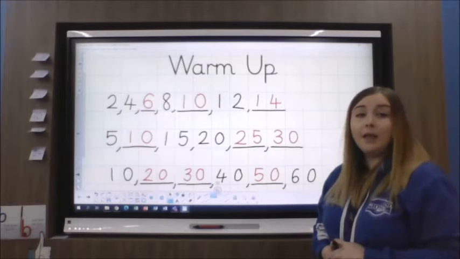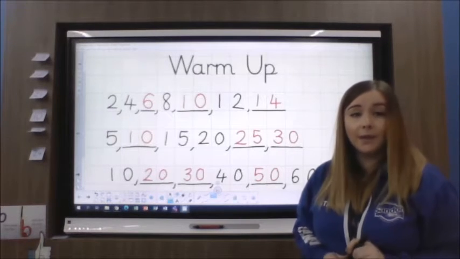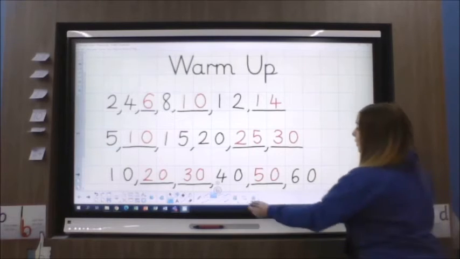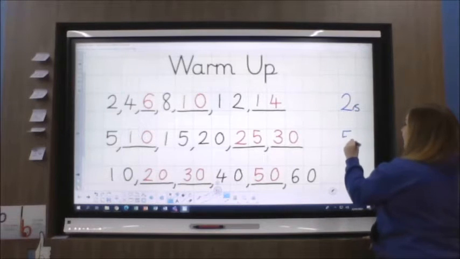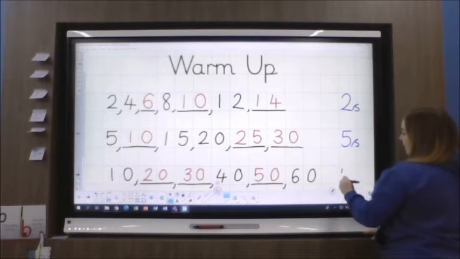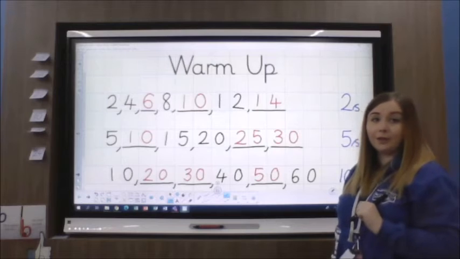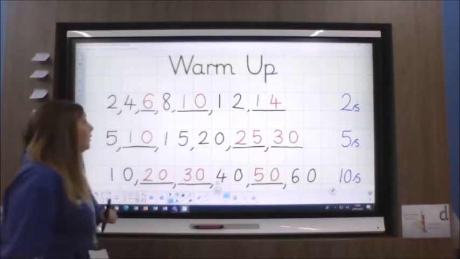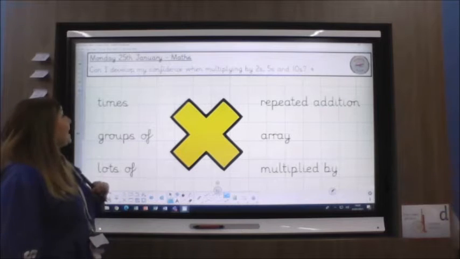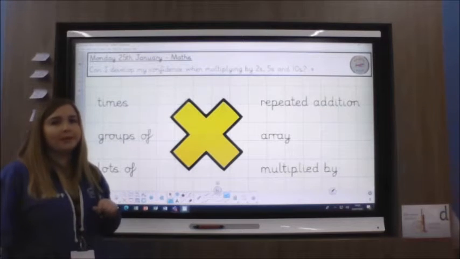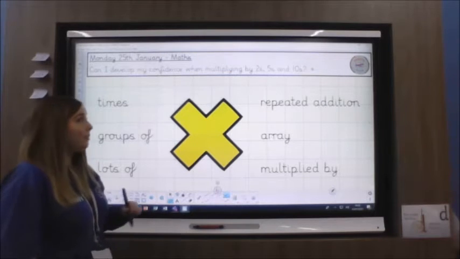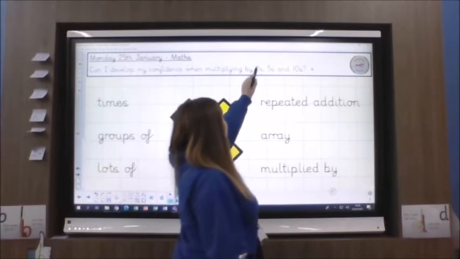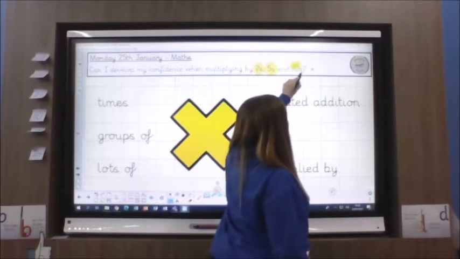Now you'll notice that none of the sequences today are counting up in ones. We are either counting up in our 2s, our 5s, or our 10s. And this will help you with today's learning. Okay, so our learning question today says, can I develop my confidence? Because we already know our 2s, 5s and 10s, so we're developing confidence when multiplying by 2s, 5s and 10s.